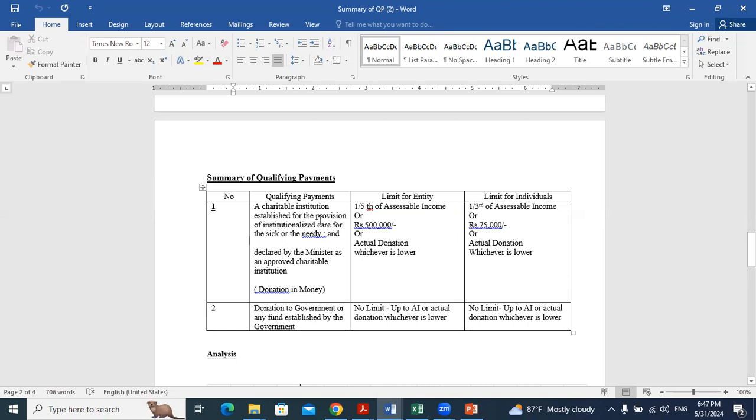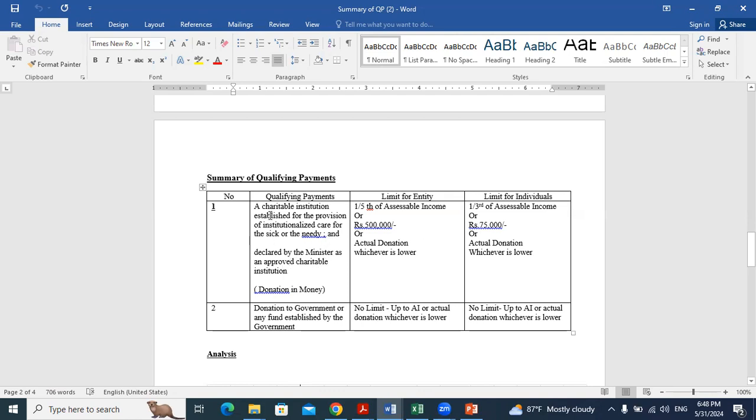Charitable institutions established for the provision of institutional care for the sick and needy. For an individual, 1/3 of the assessable income or 75,000, whichever is lower. For an entity, 1/5 of the assessable income or 500,000. Next one, institutions declared by the minister as approved charity.